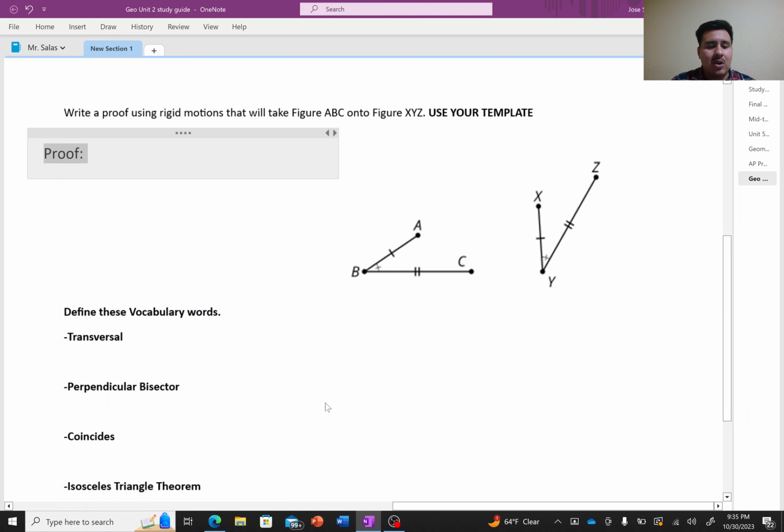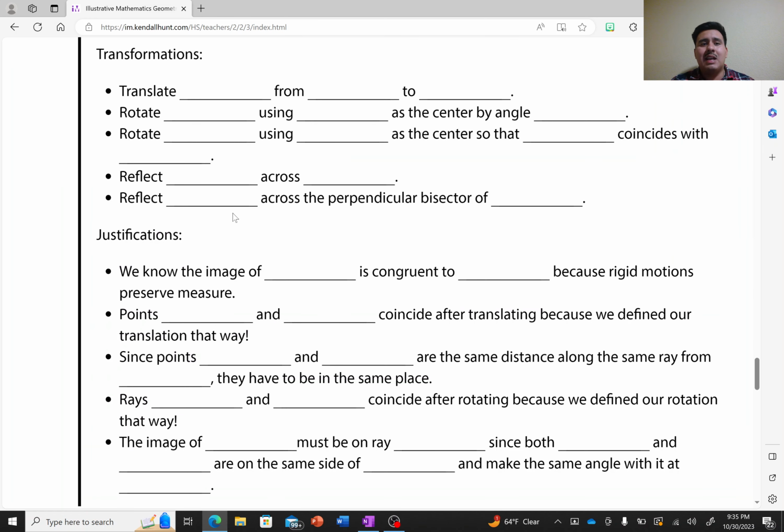What template am I talking about? I'm talking about this template right here where it says transformations, and it gives us these sentence frames that use transformations, justifications, and then the concluding statement.